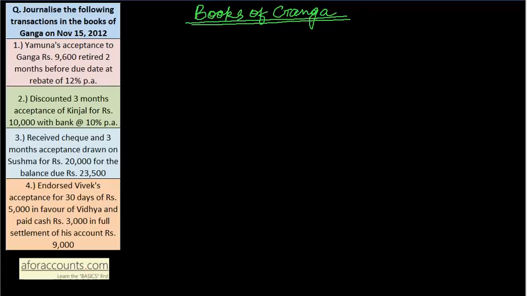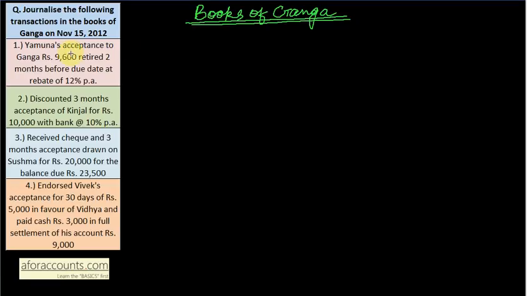Next question on your bills of exchange. Journalize the following transactions in the books of Ganga on 15th November 2012. Now, the transactions given are each independent of each other. The first point has nothing to do with the second point. Remember that we are doing these transactions for practice.